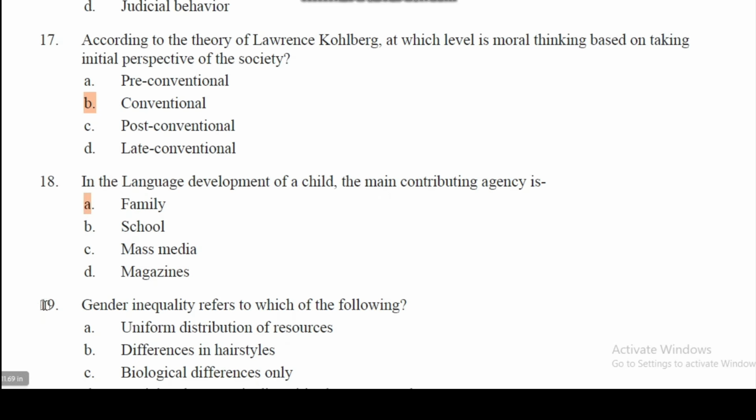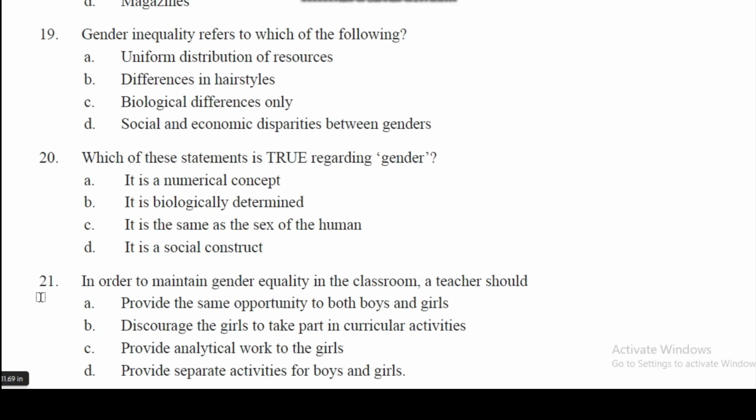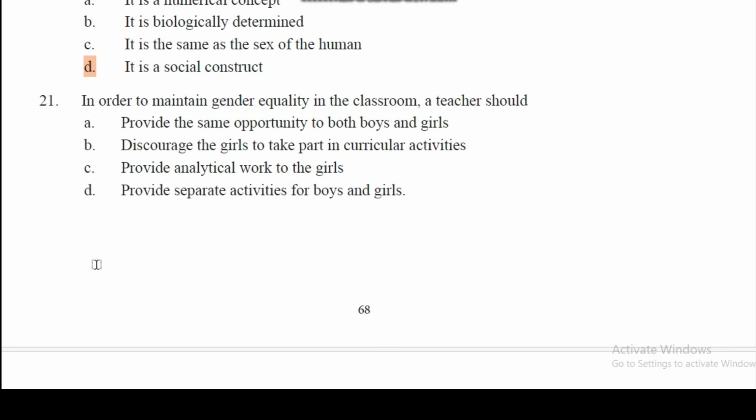A. Family. 19. Gender inequality refers to which of the following? D. Social and economic disparities between genders. 20. Which of these statements is true regarding gender? Answer D. It is a social construct. 21. In order to maintain gender equality in the classroom, a teacher should. Answer A. Provide the same opportunity to both boys and girls.